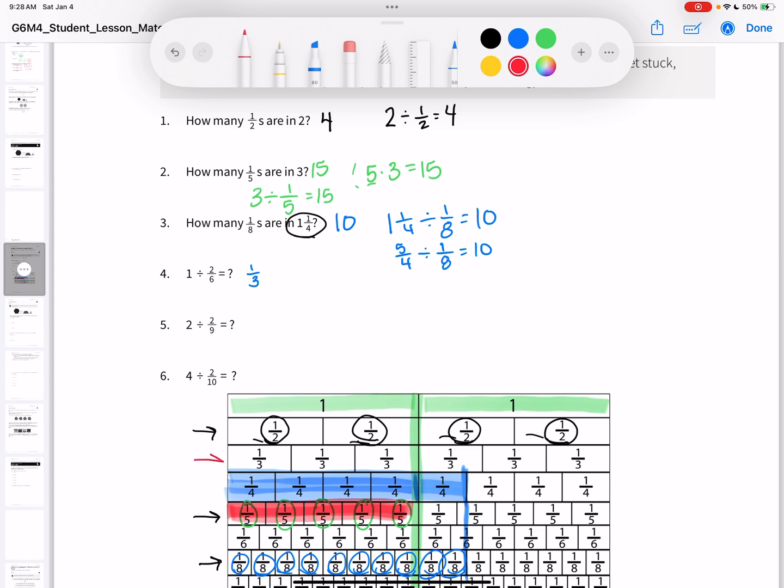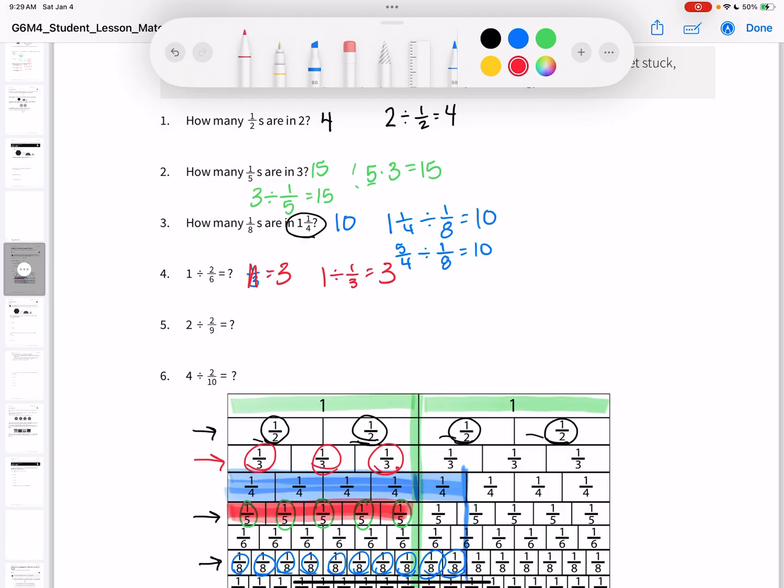Well, let's go to the 1/3 line. How many 1/3? There's 1, 2, 3. So 1 divided by 2/6 equals 3. Right? So we could also say this is 1 divided by 1/3 equals 3.